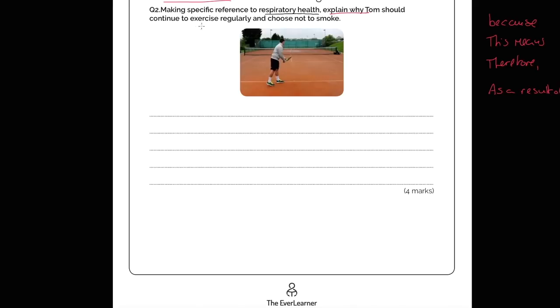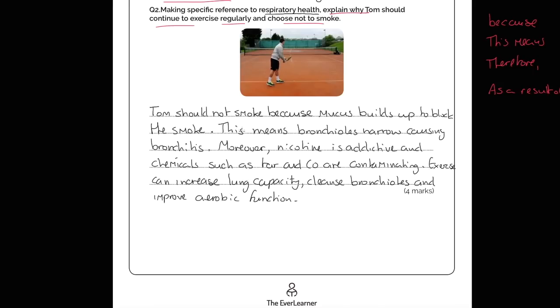Explain why Tom should continue to exercise regularly and choose not to smoke. So this is about regular exercise and smoking. So let's have a little go at it. So Tom should not smoke because mucus, because we've already talked about it, right? Mucus builds up, there's one mark, blocking, to block the smoke. That's why it's doing it. I'm actually saying why. This means, look, there's my connective again, bronchioles narrow, one mark, I'm looking for four, causing bronchitis, probably getting one there as well.